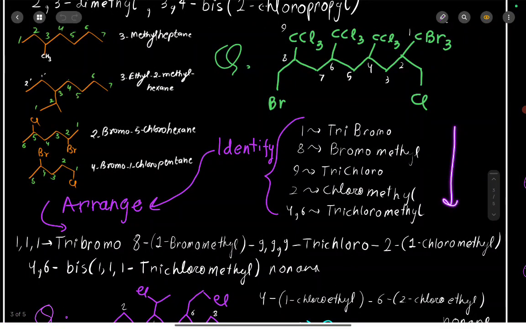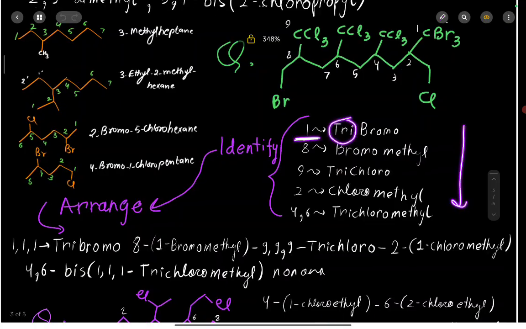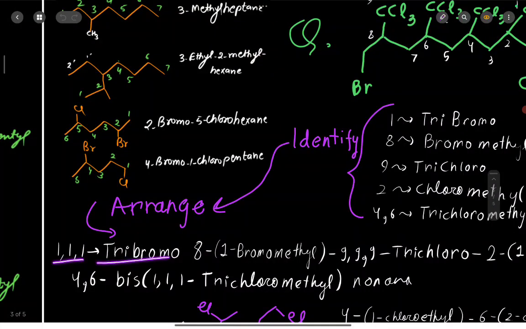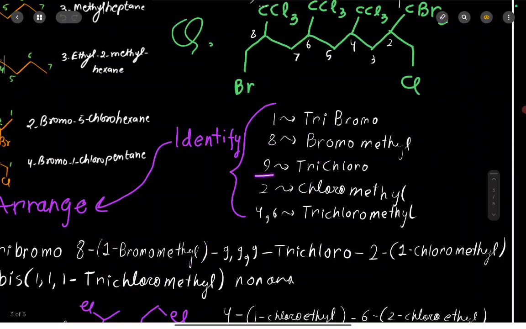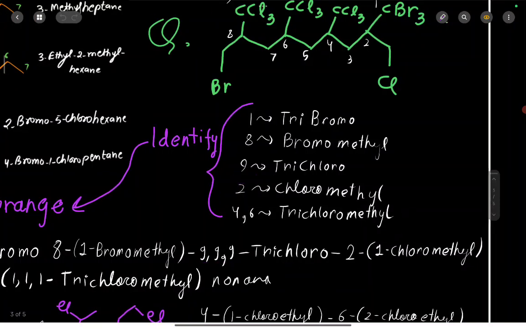You know the alphabetical order. So whenever there's tri, you write the position three times. Okay, so 1 comma 1 comma 1 tribromo, 8. This is a complex substituent. Put parenthesis, 8 (1 bromomethyl), followed by 9 comma 9 comma 9 trichloro. Oh, I forgot, there is no methyl here, sorry. But why did we write 9 three times? Because there is a tri here.